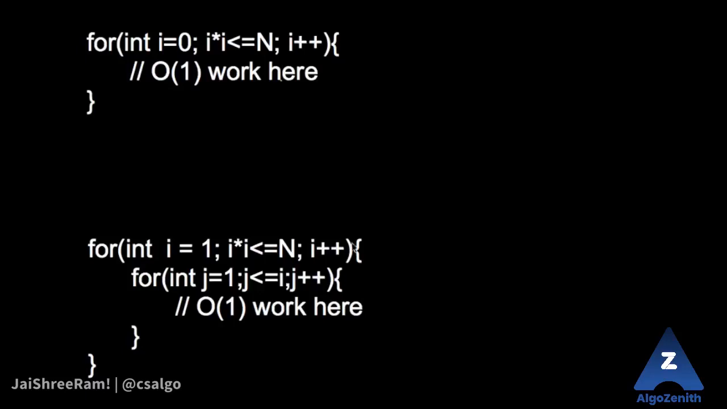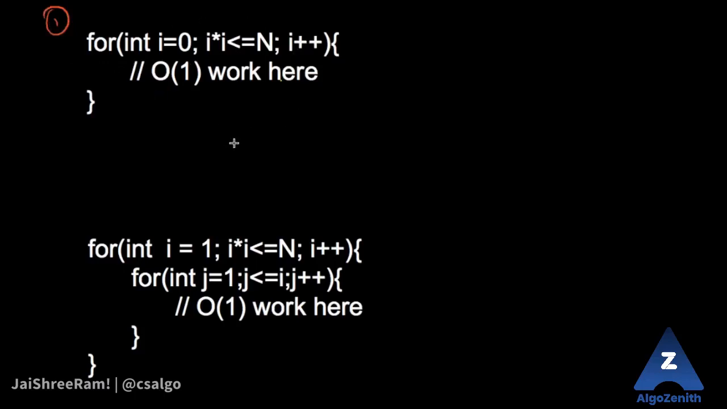So in this video we'll be talking about two problems. These are the two code chunks that are given to you, and you need to find the time complexity of both of them. So let's first start with the first one. Pause the video and think about the time complexity of the first one.